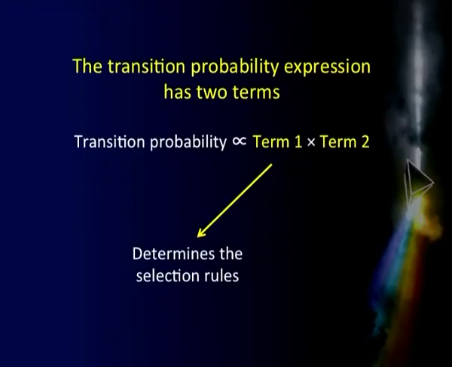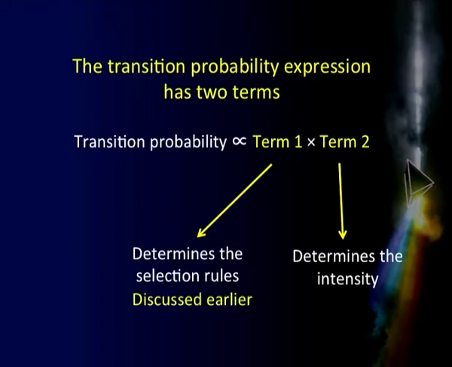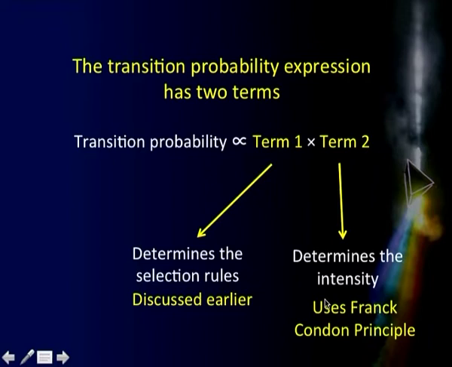Term 1, term 2: I am not quantifying or giving any expressions for that, I just want to give a qualitative aspect of this. Term 1 basically determines the selection rules, which we talked about in the previous session, and term 2 is the one which determines the intensity. As I just mentioned, term 1, that means the selection rules, has been discussed in the previous session, and today we will talk about the Franck-Condon principle, which is very important in determining the intensity in the case of electronic spectral lines. Let us see what this Franck-Condon principle is.